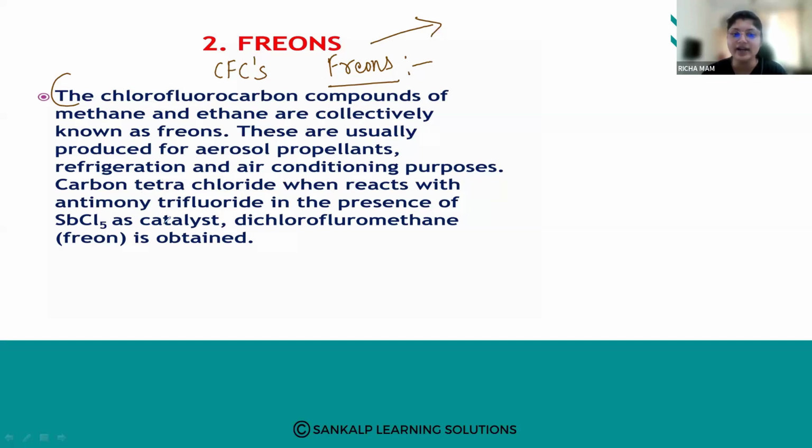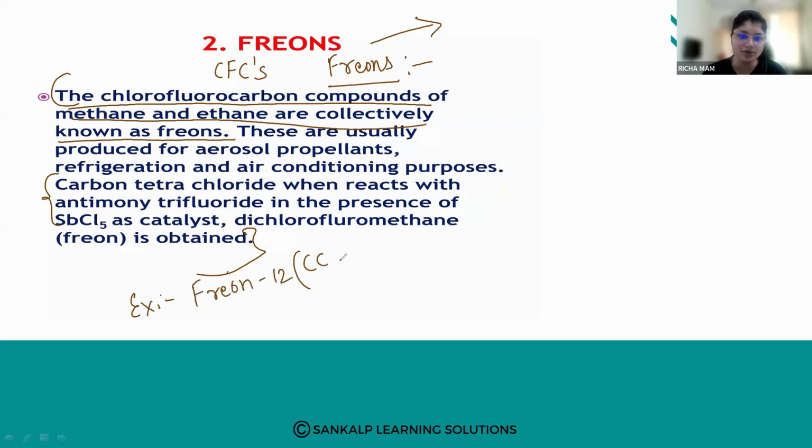Carbon tetrachloride, when it reacts with antimony trifluoride in the presence of SbCl5 as catalyst, gives dichlorodifluoromethane, a freon. The chlorofluorocarbon compounds of methane and ethane are collectively called freons. An example of one freon, please make a note of this, is freon 12, dichlorodifluoromethane.